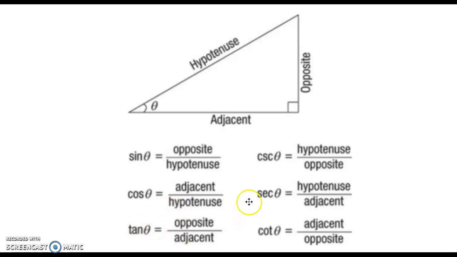Of course, this year we're also going to add to that cosecant, secant, and cotangent, which are the reciprocals of sine, cosine, and tangent. So therefore, cosecant is the hypotenuse over the opposite side, secant is the hypotenuse over the adjacent side, and cotangent is the adjacent side over the opposite side. So we're going to apply all of that information to solving right triangles, as well as to evaluate trig functions within right triangles, not just on the unit circle.